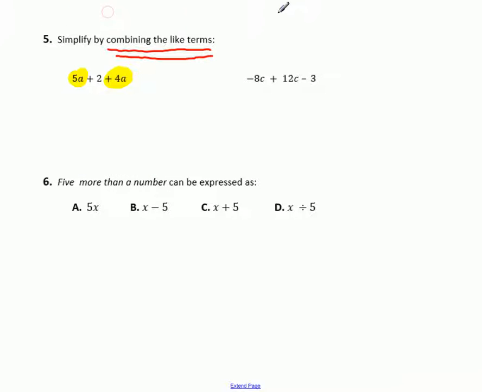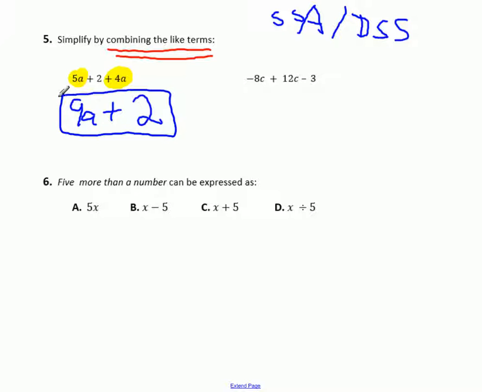And then I'm going to use my same old rules. Same signs, add. Different signs, subtract. Remember, we talk about these rules all the time when I'm adding. So 5 and 4 are same signs, so I'm going to add them to get 9. I'm going to put the a next to it, and then 2 is all by itself, which is okay. It has no like terms. So my final answer is 9a plus 2.